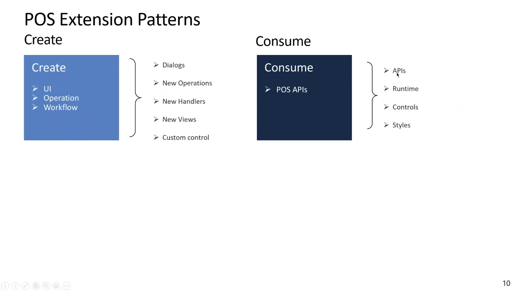You can consume our APIs because most of the common flows in POS are exposed as an API for extensions to consume. For example, from your custom view, if you want to add an item to cart, you can call our add item to cart API. If you want to save some custom properties or extension properties, you can call the save extension properties API. Or if you want to get the price, you can call the get price API.